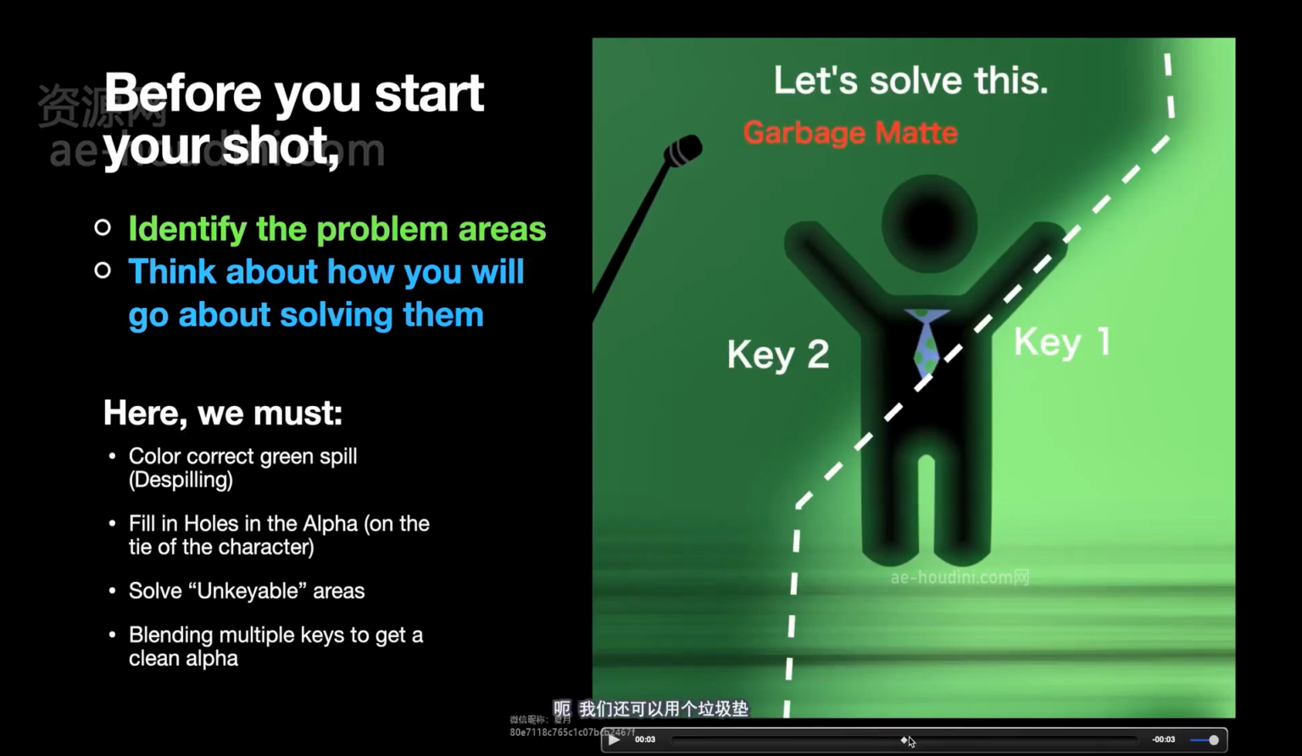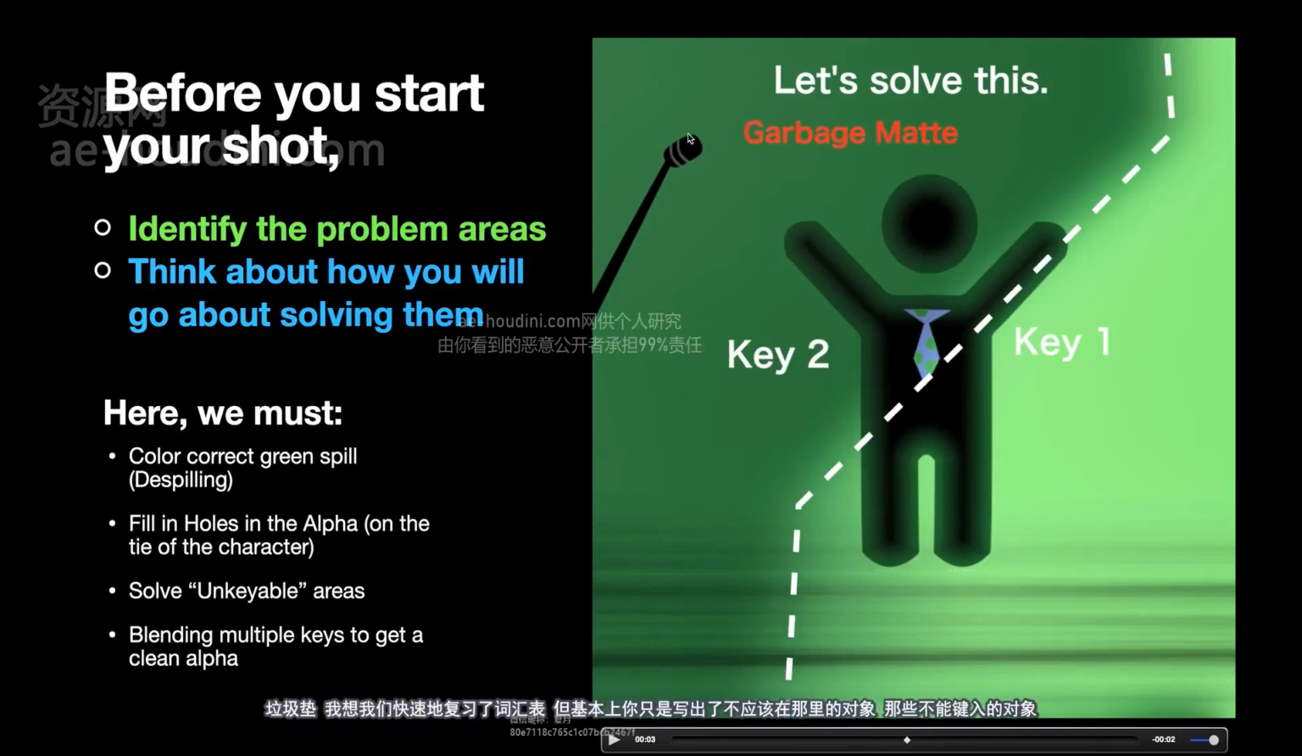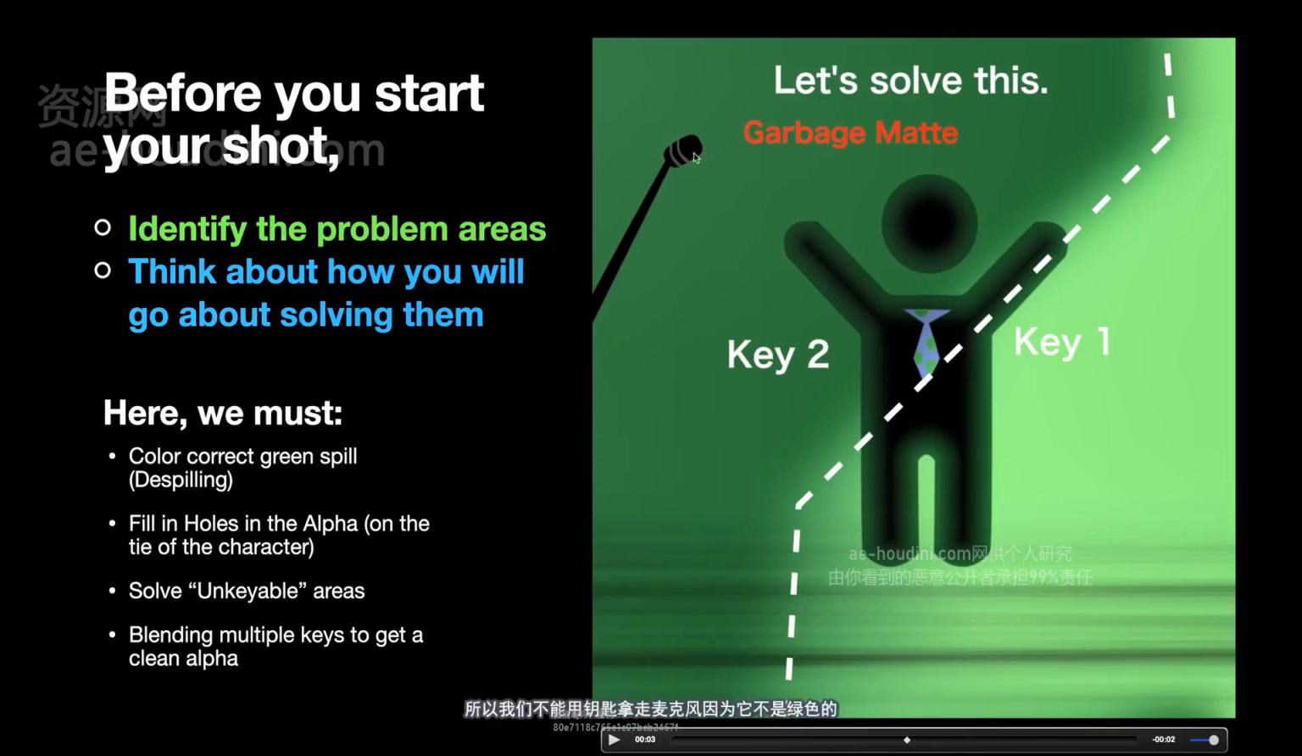We could also use a garbage mat. A garbage mat, again, we went over it quickly in the vocabulary, I think, but basically you just roto out objects that aren't supposed to be there, that aren't keyable. So we can't remove that microphone with a key because it's not green. We would just need to rotoscope around it and basically remove it from our alpha. So we do something like that. Just cut it off and say, okay, that's just garbage. So that's what that is.